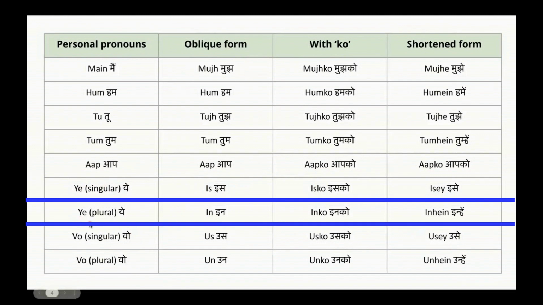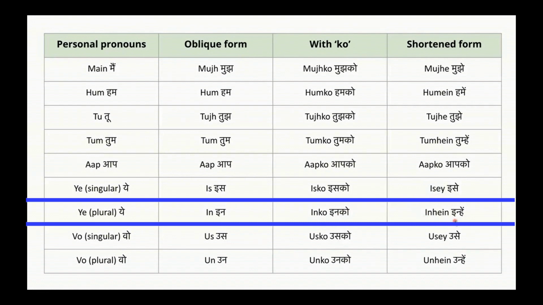Ye in its plural form or in its respectful form changes to in. Ye changes to in, and it changes to inko when you add ko to it. Inko. And the shortened form is inhe. Inhe. Once again, the informal form is ise jaane do, let him go.